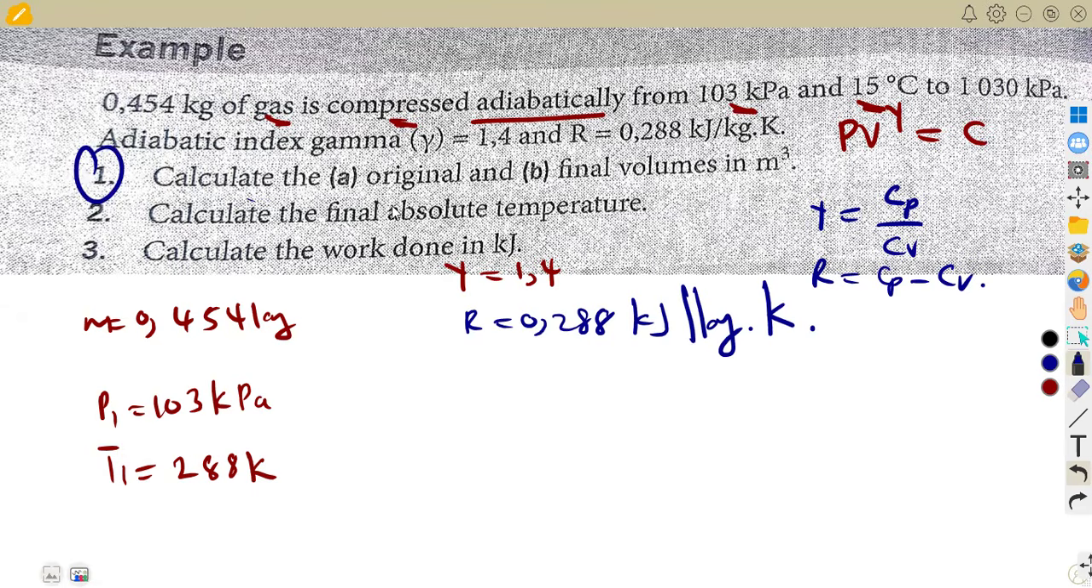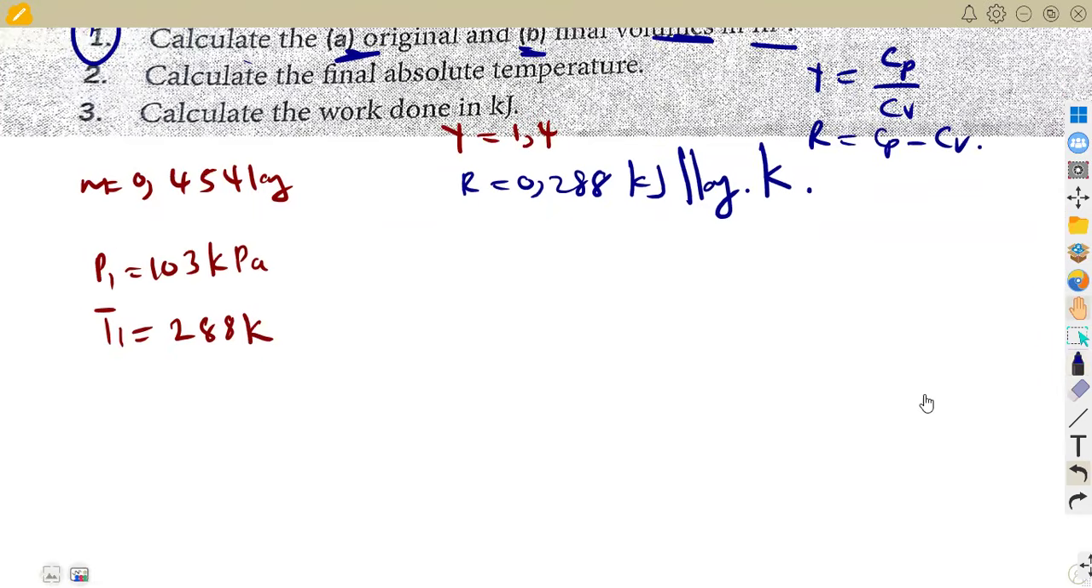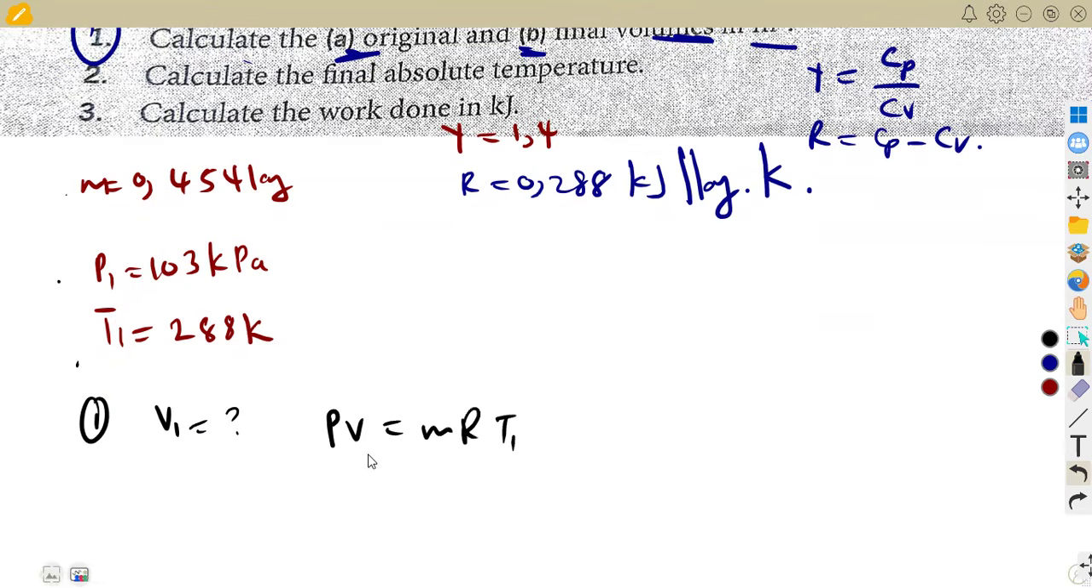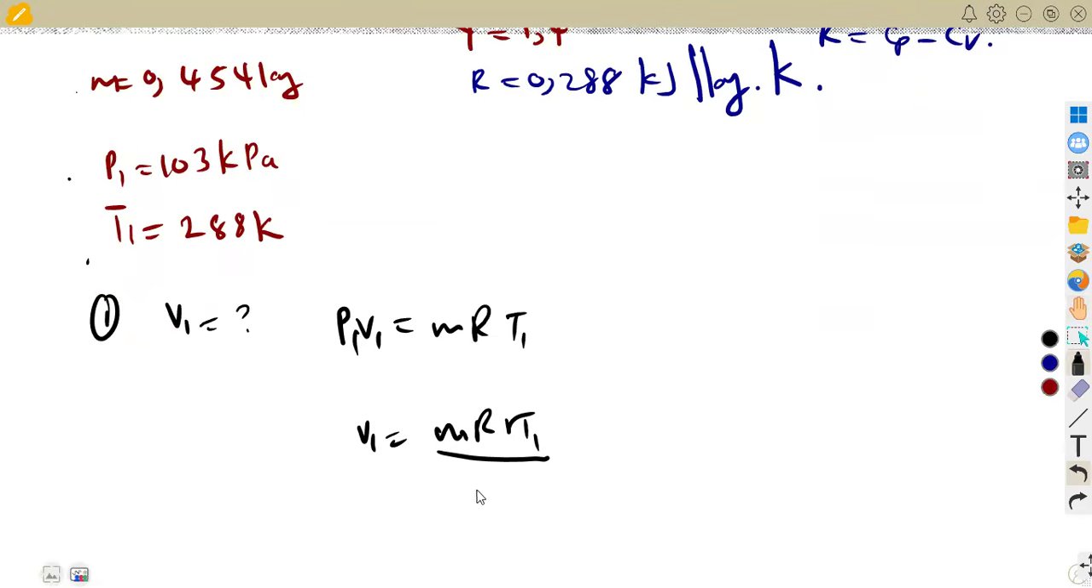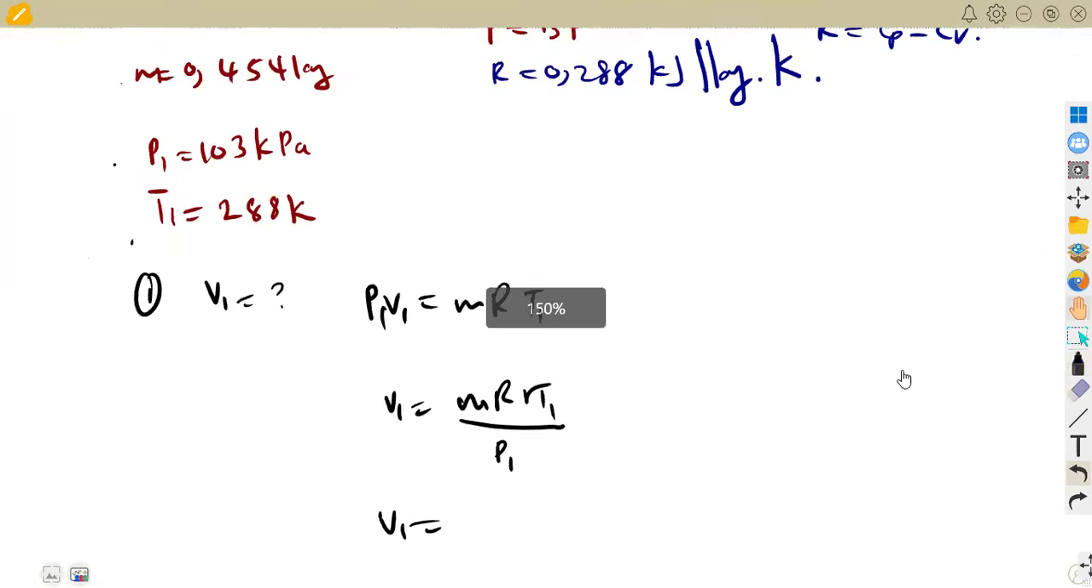Calculate A, the original and the final volumes in cubic meters. We need the volumes there. The original, which is V1. All right. So at point 1, how can I calculate V1? I've got the pressure, the temperature, the mass. I can use my PV there. PV is equal to mRT, like that. So that means V1 is going to be mRT1. What we want there is the volume, so you're going to divide by P1. So that's going to give V1. That's just a substitution there.